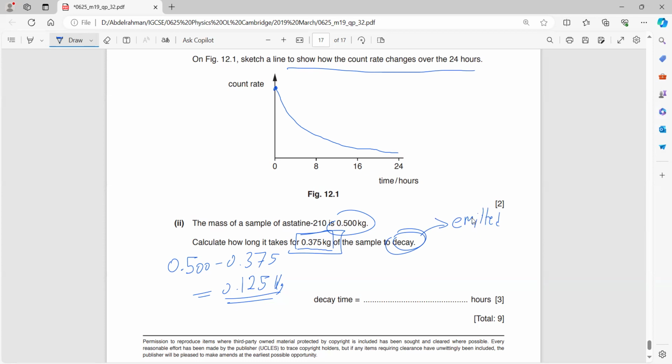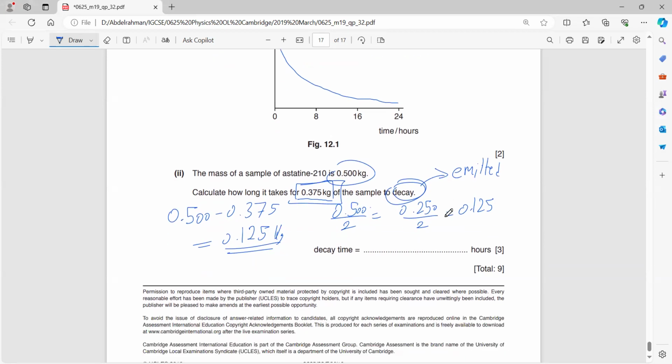How much time does it take? I need to calculate how many half-lives. 0.500 divided by 2 is 0.250. And then divide by 2 again is 0.125. How many half-lives did I take? I took only 2 half-lives. I halved 2 times.